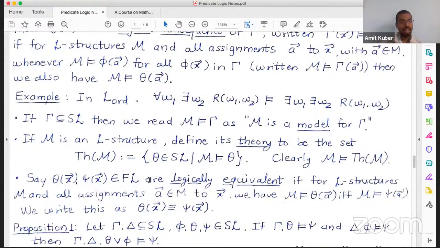And we are going to define what is logical equivalence. But just a minor comment: clearly M is a model of the theory of that structure M, but there could be many more models. I will talk a bit more about this tomorrow at the end of my lecture.